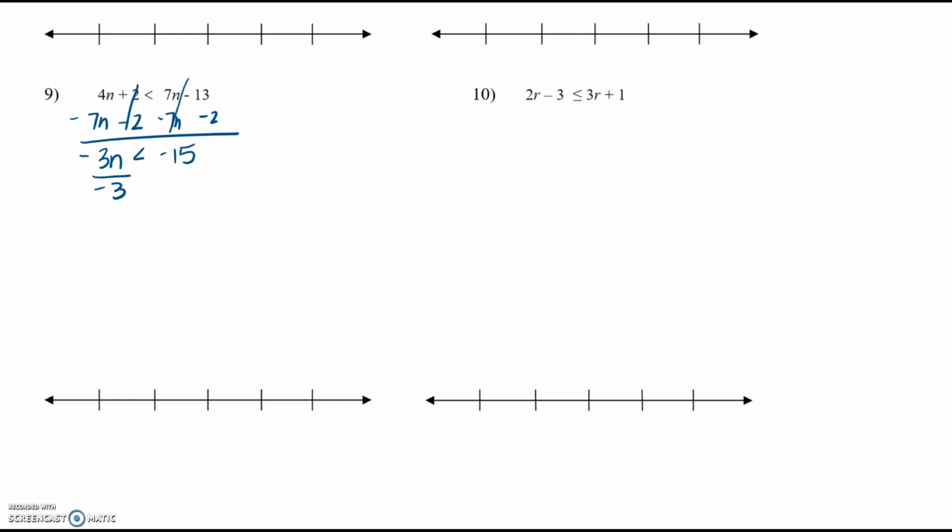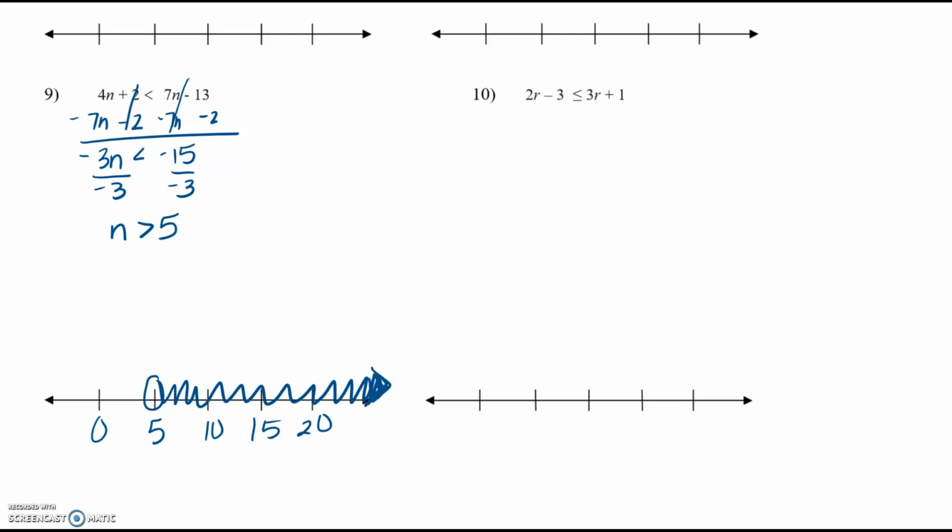I'm dividing by a negative. When I divide by a negative, I switch my inequality, and this becomes n is greater than 5. So now this one, maybe I'll go 0, 5, 10, 15, 20. And it's an open circle because it's just greater than, and then I shade this way.